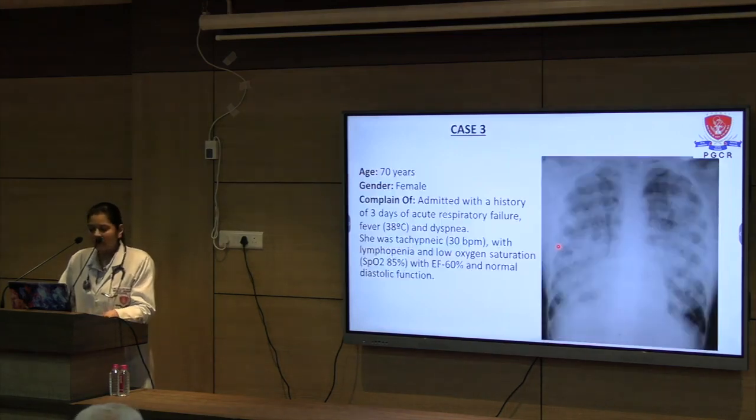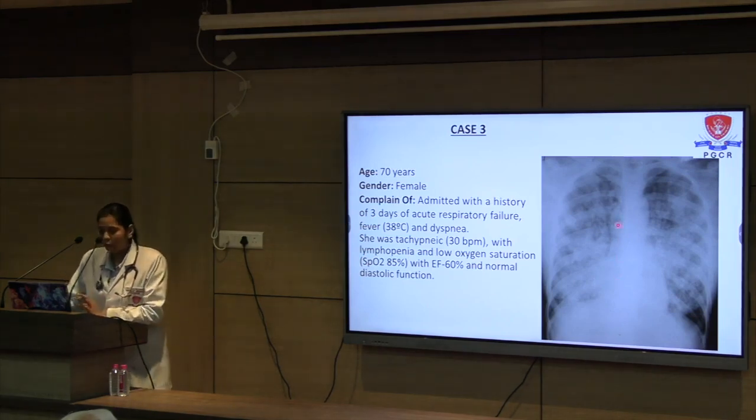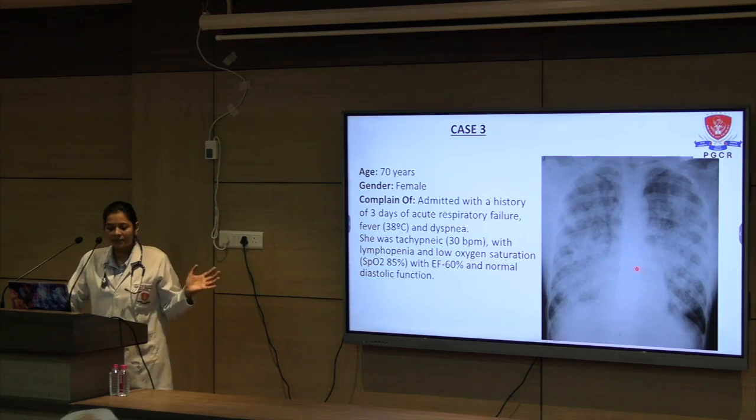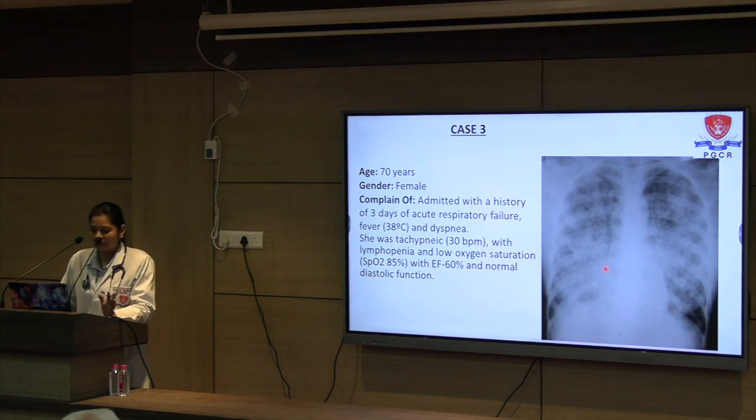Case number 3. A 70-year-old female who is admitted with a history of 3 days of acute respiratory failure having fever, dyspnea. She was tachypneic, having respiratory rate of 30 per minute with lymphopenia and low oxygen saturation with normal ejection fraction and normal diastolic function. The given X-ray presents multiple fluffy air space opacities seen in bilateral lung fields with diffuse involvement. The CT ratio is normal. So this X-ray depicts that the patient has most probable diagnosis of acute respiratory distress syndrome.